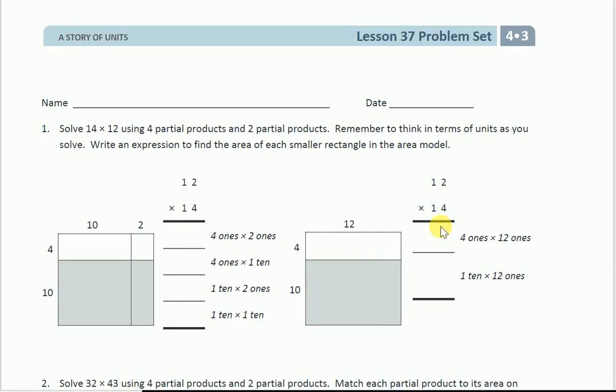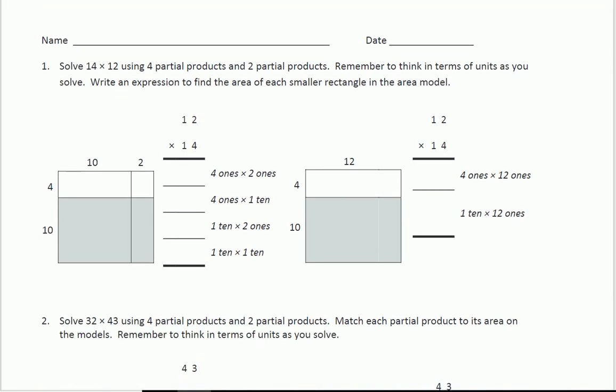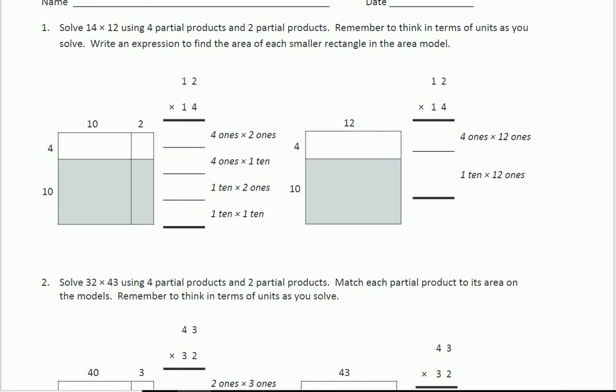Alrighty, this is Module 3, Lesson 37. We're going to be working the problem set through with you today. And what we're continuing is our 2-digit by 2-digit multiplication. And we're going to be continuing using partial products. And so let's look at the first part.